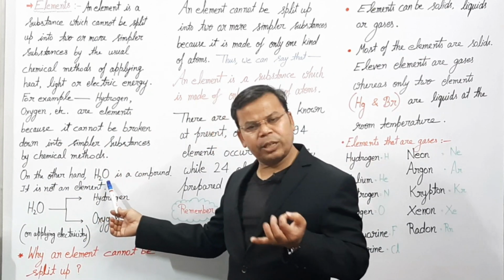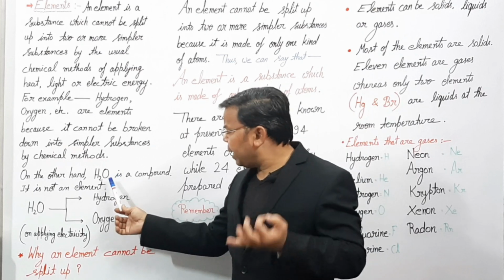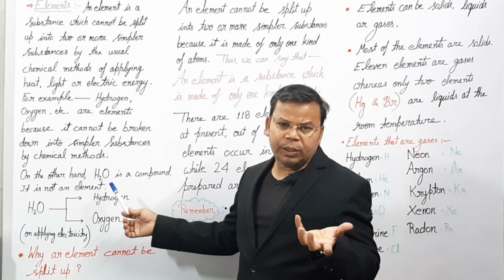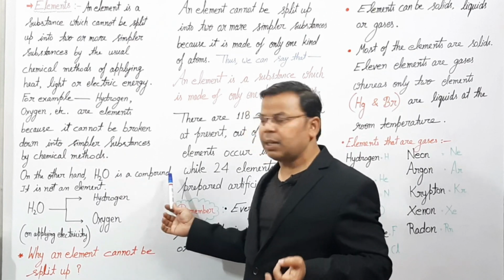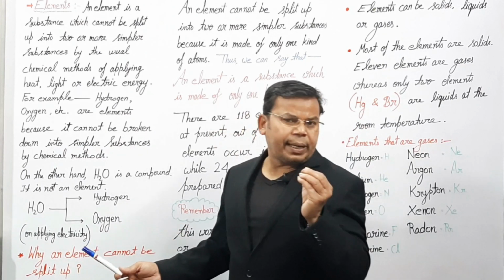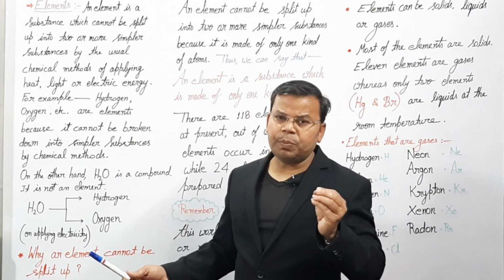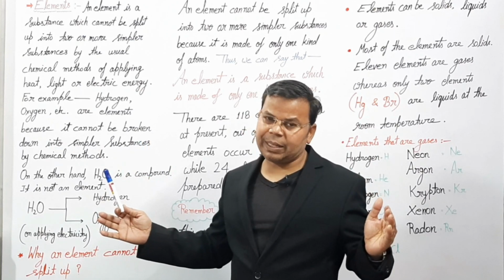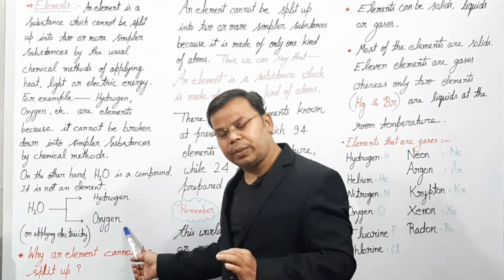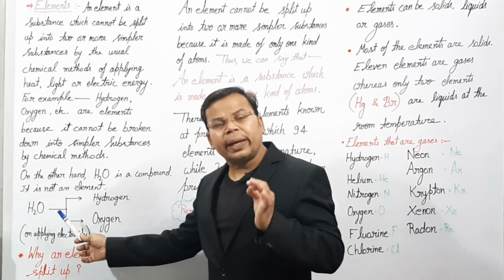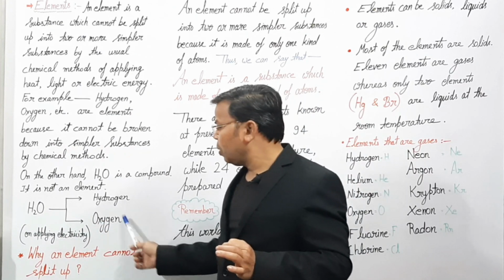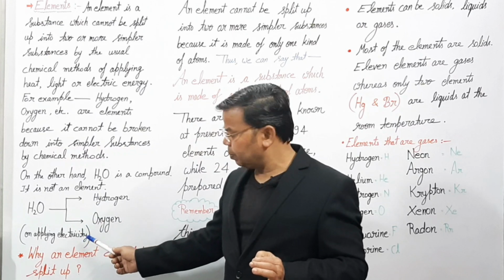On the other hand, H2O, which is water, is not an element. Water is a compound. Because water is a compound, it can be split up into two simpler substances, and these simpler substances are hydrogen and oxygen. Water, H2O, can be split up into hydrogen and oxygen on applying electricity.